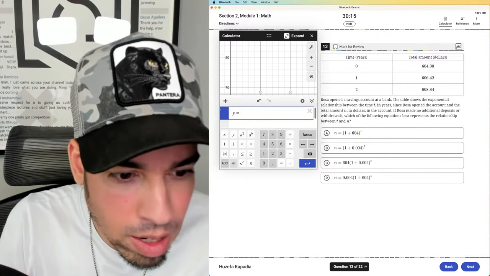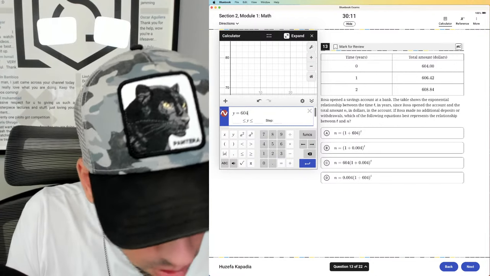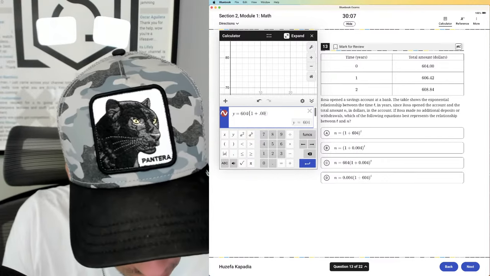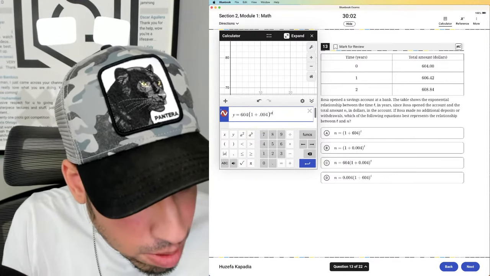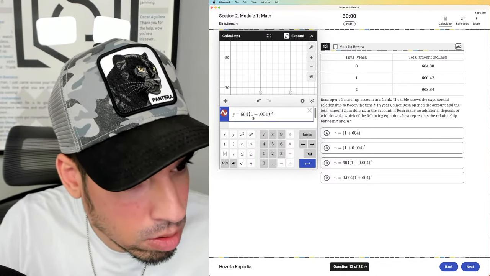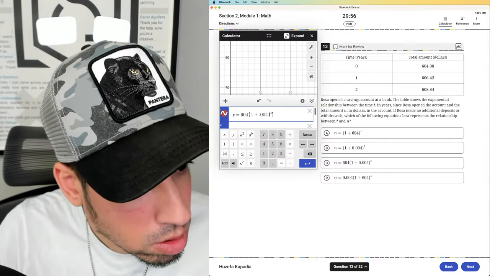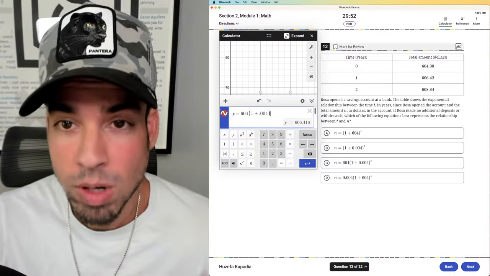So we got y equals 604 times 1 plus 0.004. And now, instead of saying to the x power, I'm going to say to the a power. Oh, it doesn't allow you to add a slider in here like normal. Okay, so we're not going to be able to add a slider.